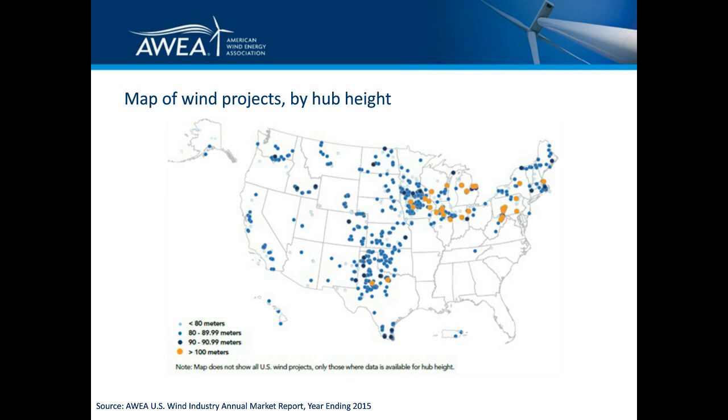Here's a good look at project deployment by hub height, and I'll draw your attention to the orange circles. These represent wind turbines that have a hub height over 100 meters. As you can see, these are opening up new areas of development across the United States. We've seen a large use of these machines in the Great Lakes region, the Mid-Atlantic, and the New England states, areas that at lower hub heights don't have as good of wind resource, but as you move up into that 100-meter area, you're able to make these projects much more economical and efficient.